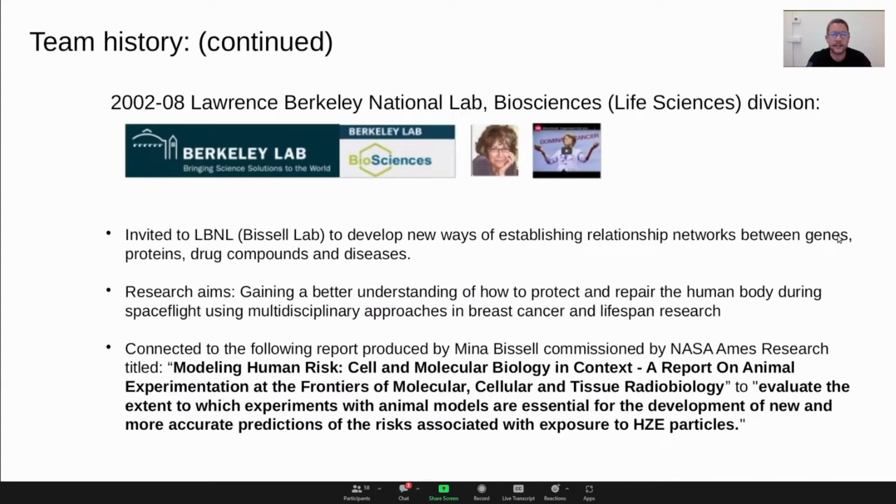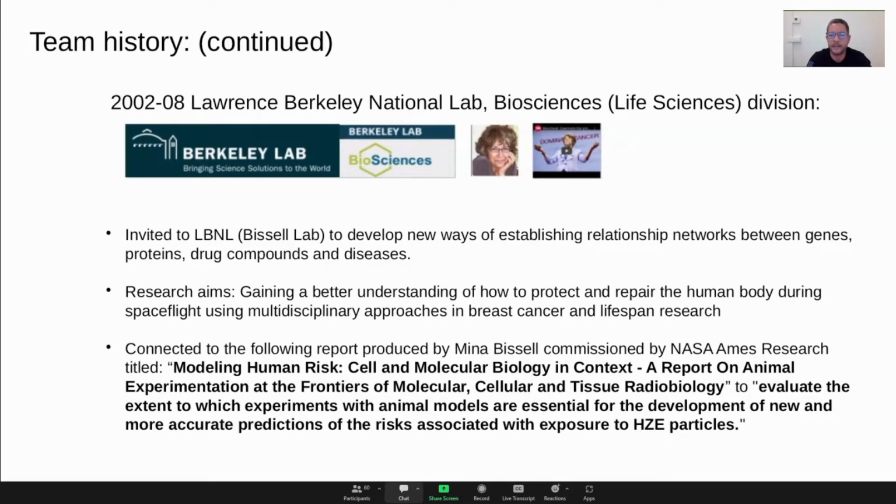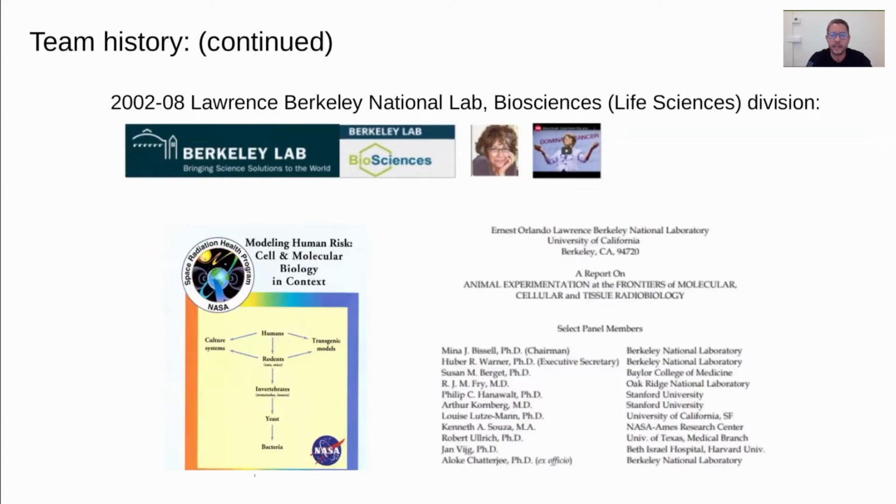We were then invited to Lawrence Berkeley National Lab. This was within the Bissell Lab to establish new ways of developing relationship networks between proteins, drug compounds, and so on. This was connected to the following report produced by Mina Bissell, commissioned by NASA Ames Research, titled Modeling Human Risk, Cell and Molecular Biology in Context, a report on animal experimentations at the frontiers of molecular and cellular and tissue radiobiology. You can read more about it again in our presentation here.